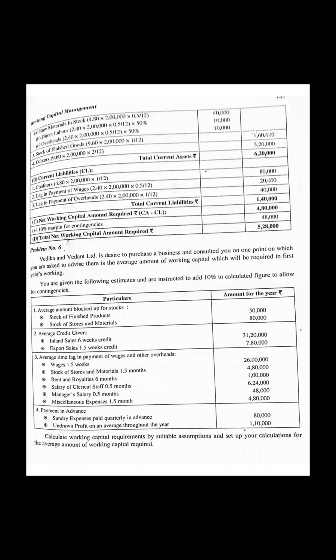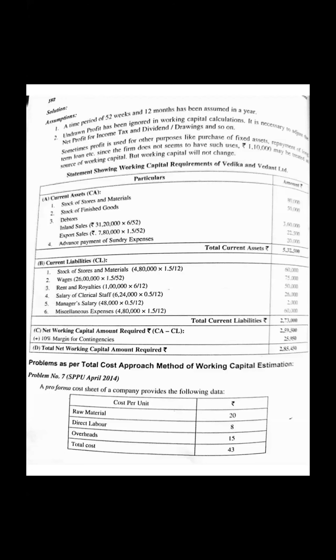Now we have discussed till the 5th numerical. Now today I'll start with the next one, that is the solution for the total cost approach method. As I told you, in the total cost approach method, what you have to do is take into consideration the depreciation as well as the profit. We take both of them as part of the question if it is given there in the question.